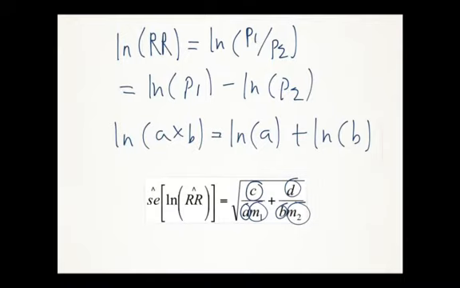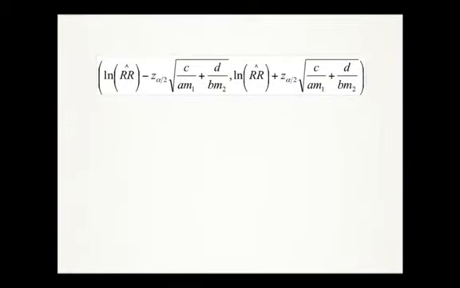We can create a confidence interval using the same format that we've used all along. So let me pull that up. Okay, so we take our estimate, natural log of the risk ratio, minus critical value times standard error, comma, our estimate plus the critical value times the standard error. Okay? Same format we've used all along. So that gives us a confidence interval for the natural log of the risk ratio, but obviously we want a confidence interval for the risk ratio itself, not the natural log.